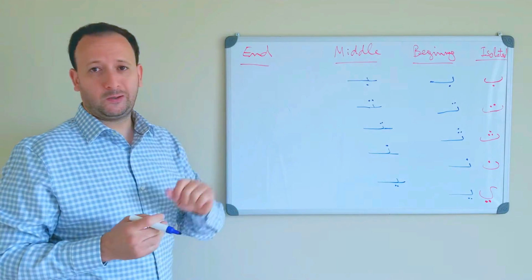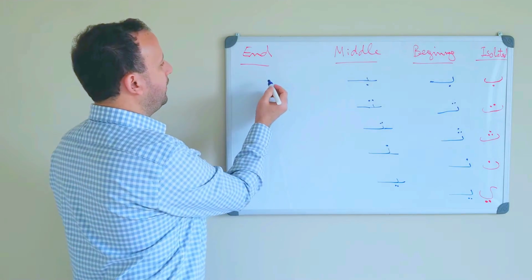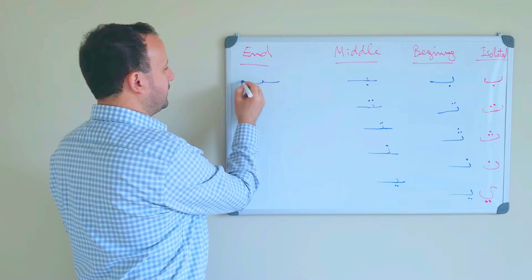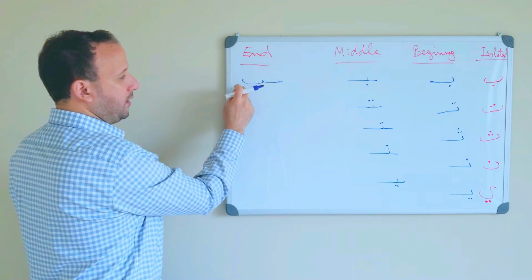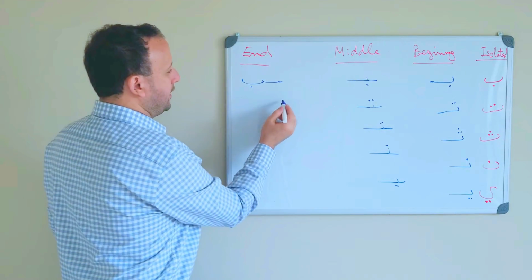And finally, how the letter looks at the end. So at the end, for the letter ba, it's going to look something like this. So there is a letter before it, and now we end, we close. Ba. Ta, same thing.